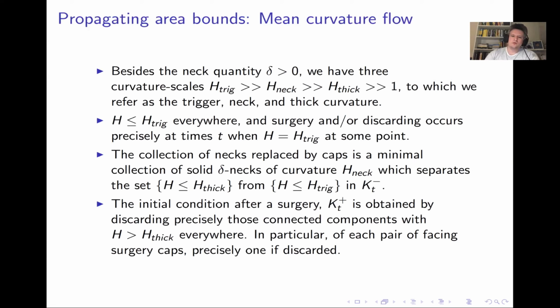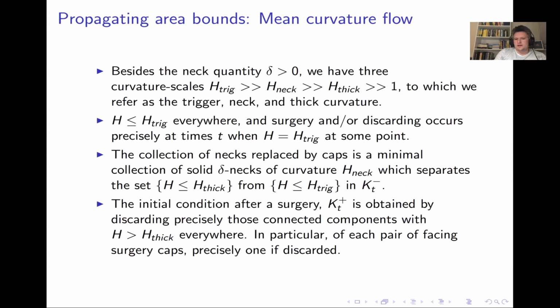So basically what we're going to do is choose these curvature scales: the trigger, the neck, and the thick. Okay, and the mean curvature is always going to be less than or equal to the trigger. And the surgery is going to happen precisely at the times when there is a point for which the mean curvature becomes equal to the trigger. So whenever that happens, I'm going to look at those regions, and I'm going to replace them by caps, right?